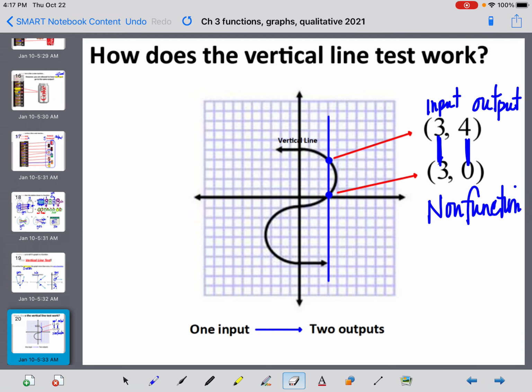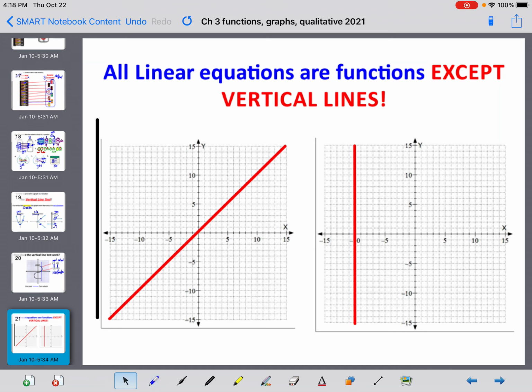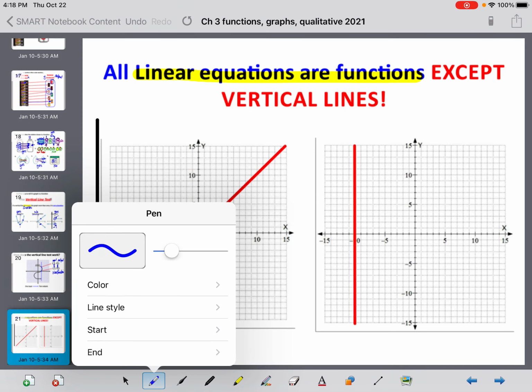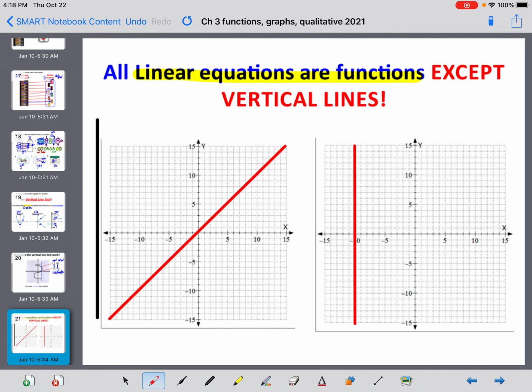I'll erase all of my writing so you can see that graph again really clearly. Okay, so all linear equations are functions. What is a linear equation? A linear equation is a graph that makes a straight line. See how it says it in the name: makes a straight line. Okay, so all line graphs are functions except vertical lines.